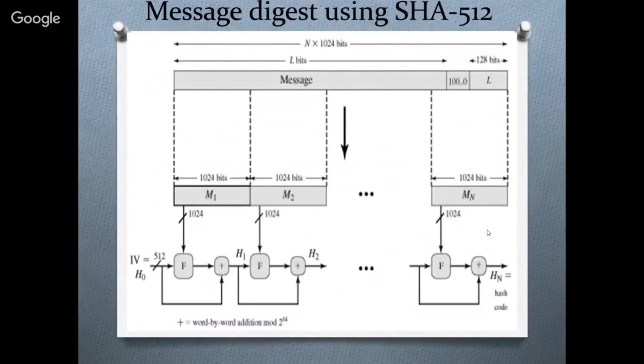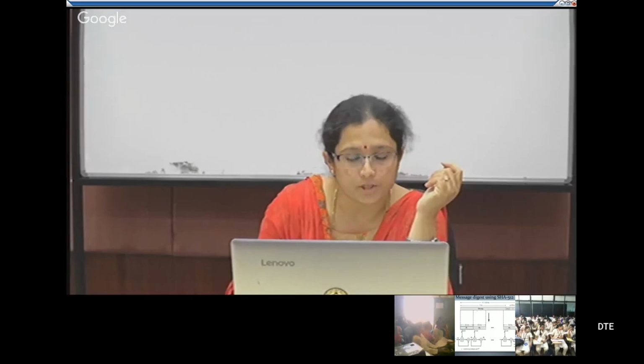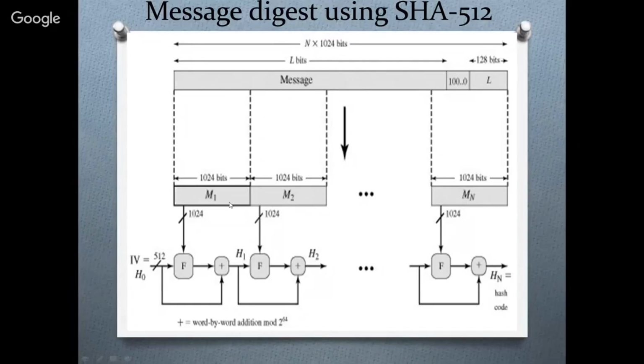So this is a pictorial representation of SHA-512. Here you can see this is your message of L bits. This L-bit information has been appended with 1 followed by 0s, and a length, which is basically the message length, has been appended to your message. This full information is divided into a number of message blocks. Each message block consists of 1024 bits.